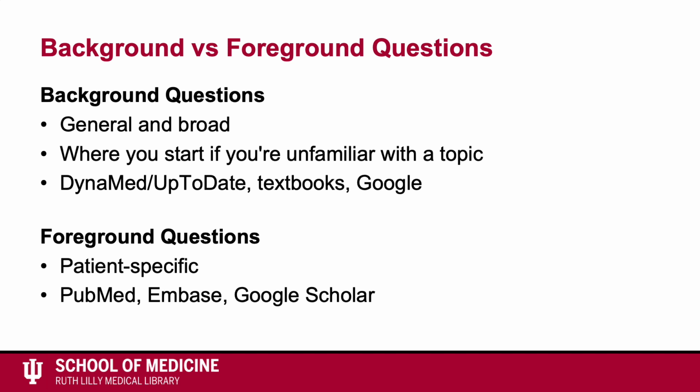If you're familiar with the topic, you're usually asking a foreground question. These tend to be much more specific and are tailored to particular patients or settings. Something like, in older adult men, is a nicotine patch versus quitting cold turkey more effective at ensuring smoking cessation after 1 year? This is where you'll start getting into the original literature by searching in places like PubMed, Embase, or Google Scholar to find articles. You'll usually start with a background question and move to a foreground question.